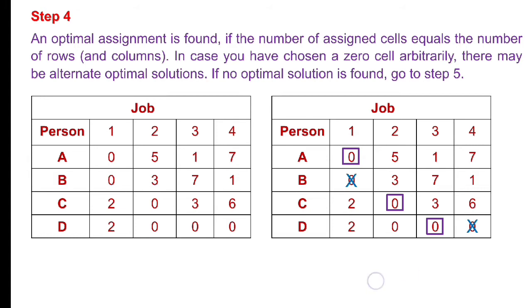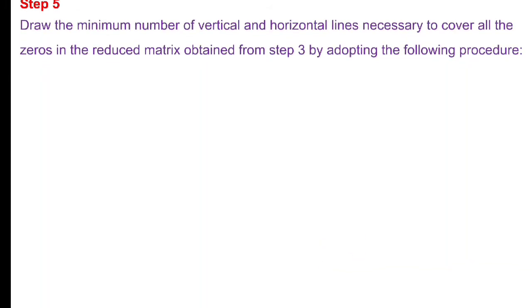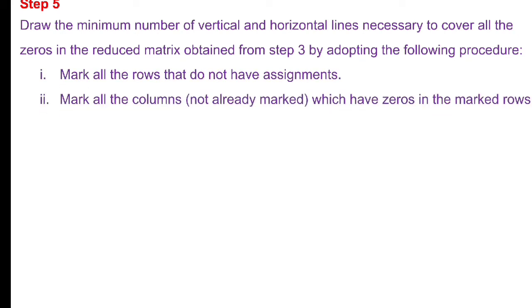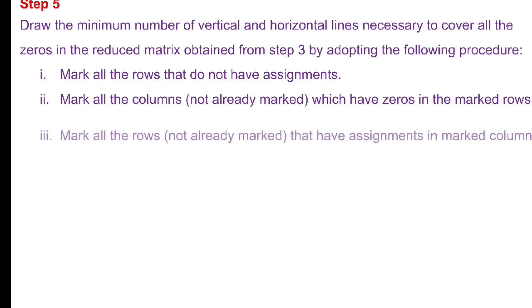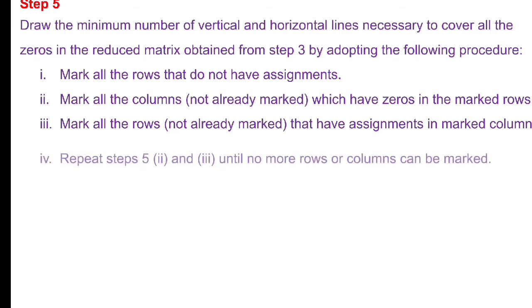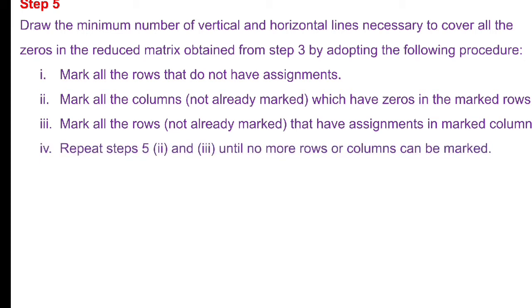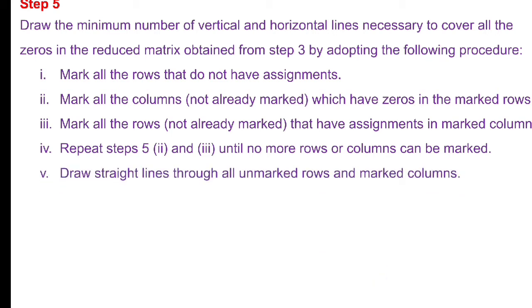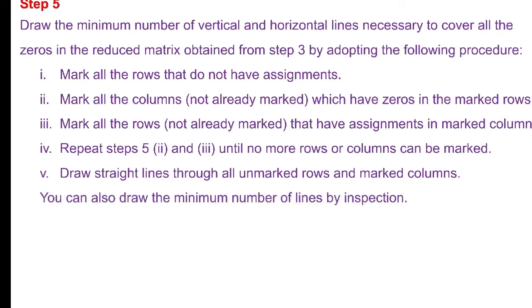Then we go to step 5. Draw the minimum number of straight lines. Mark all rows that do not have assignments. Mark all columns that have a 0 in the marked rows. Mark all rows that have an assignment in the marked columns. Repeat until no more rows or columns can be marked. Draw straight lines through all unmarked rows and marked columns. You can also draw the number of straight lines by inspection.